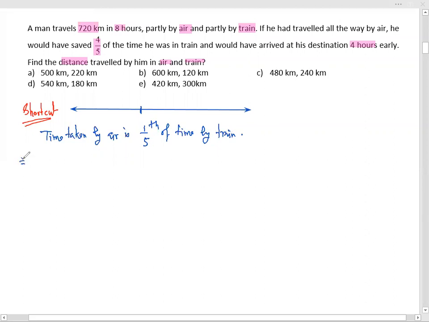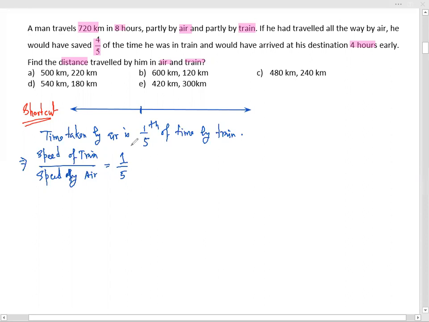Then from here I can write down the speed of train by speed of air. These two things, if I take the ratio, I can find that air should be 5 times the train. As speed in air is 5 times, due to that, it is saving four-fifths of the time. This is our first statement information, speed ratio.